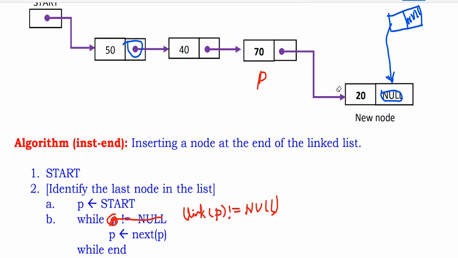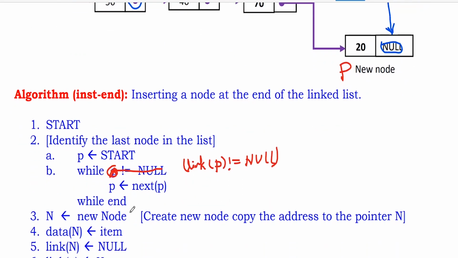I took this example where a new node was inserted here, as explained. Now its link field is not null, so P is shifted now and moves to the next node. Now the link field of this node is null, so the algorithm stops here because link field of P is null. Null not equal to null is false, so we quit. We'll come to this next.